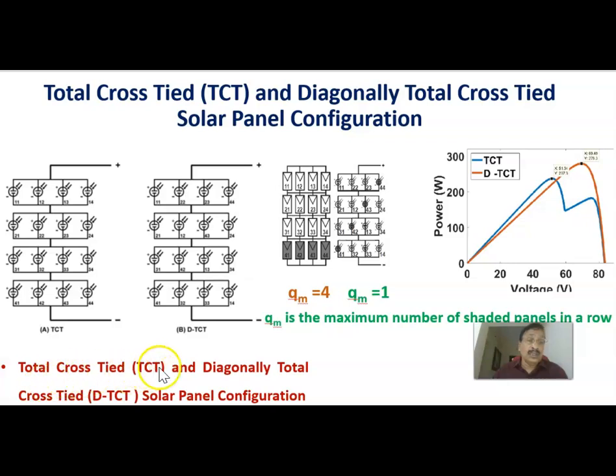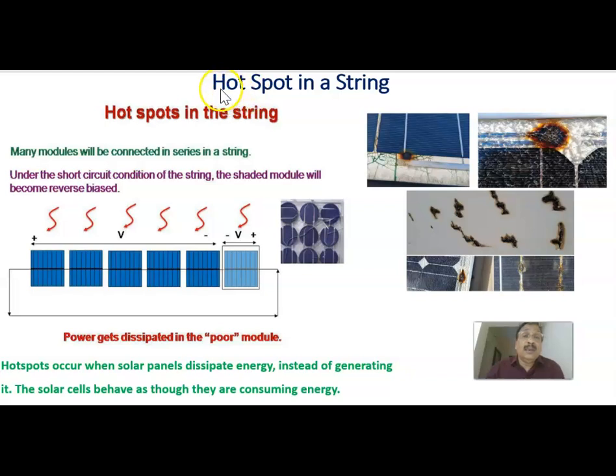For total cross DCT connection and diagonally total cross DCT connection, solar panel configurations have been shown here, and the effect of partial shading is reduced by doing DCT connection. One effect of partial shading is the hotspot in the string. These are shown in the figure. These are the hotspots that are forming in the solar panels.